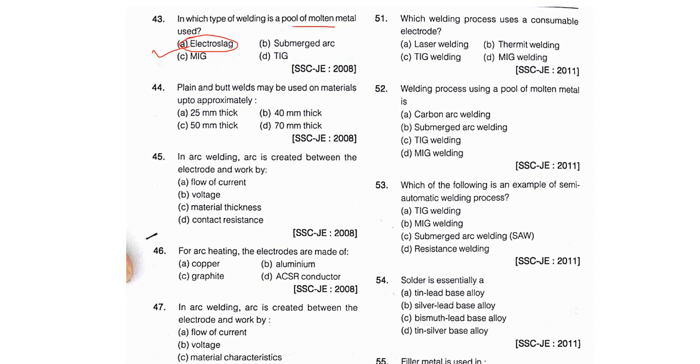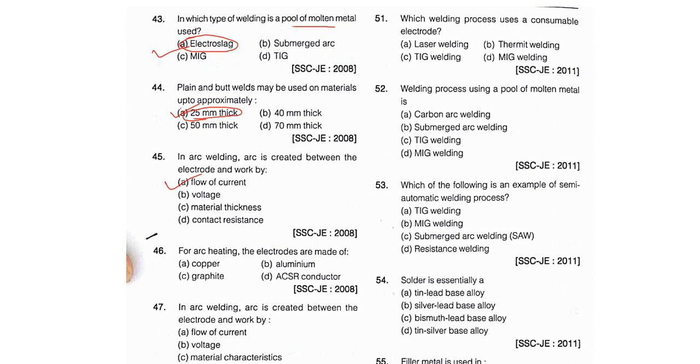Basically electroslag welding is used for higher thickness, to join plates of high thickness. Next, plain and butt welds may be used on the material up to approximately how much thickness? You can join plates of 25 mm thickness using plain or butt welds. In arc welding, an arc is created between the electrode and the work by the flow of current.